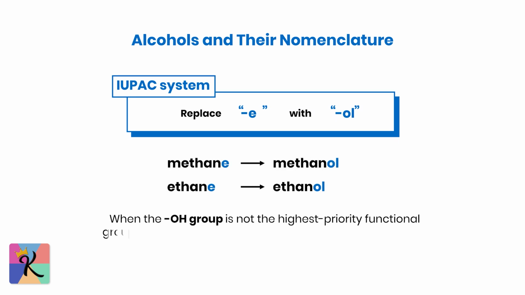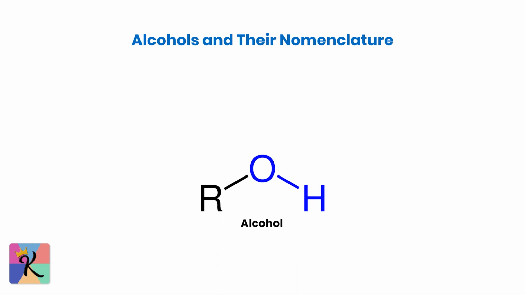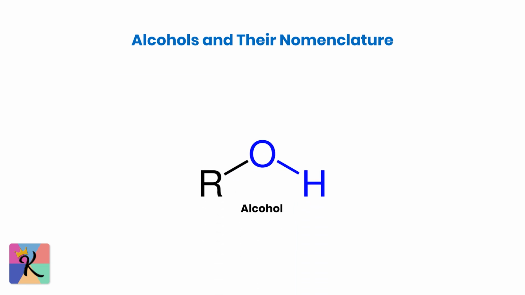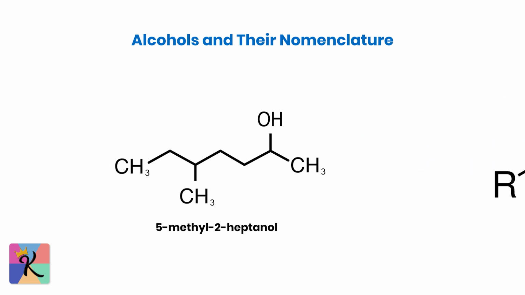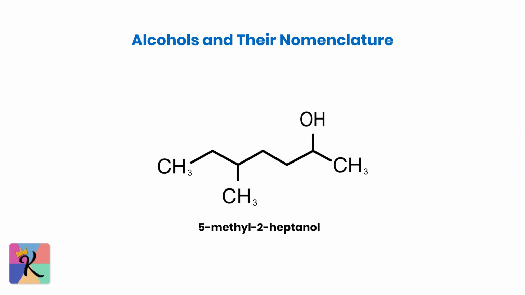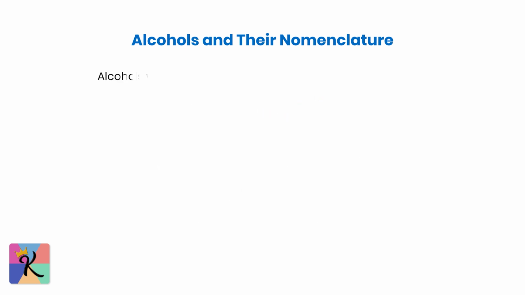When the hydroxyl group is not the highest priority functional group, it is named as a substituent with the prefix hydroxy. Alcohols are prioritized over multiple bonds in numbering because of their higher oxidation state. For instance, in 5-methyl-2-heptanol, the carbon chain is numbered so the OH group gets the lowest possible number.